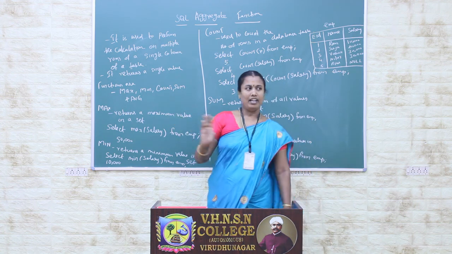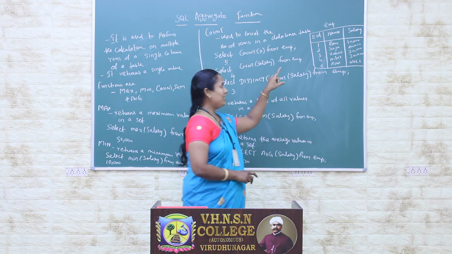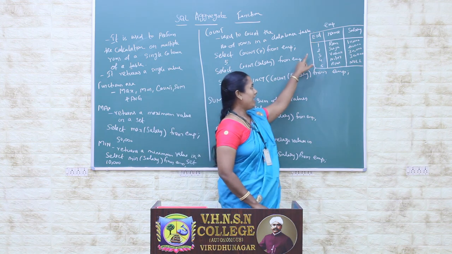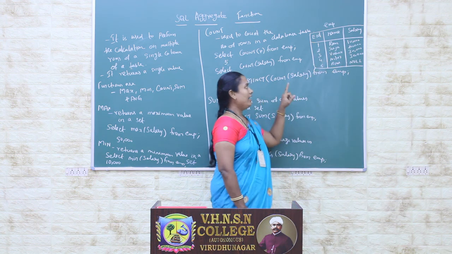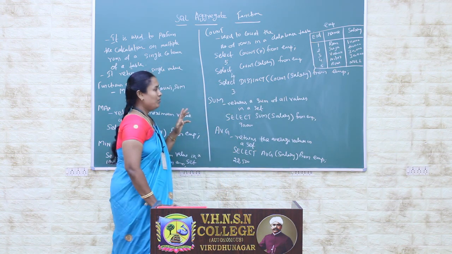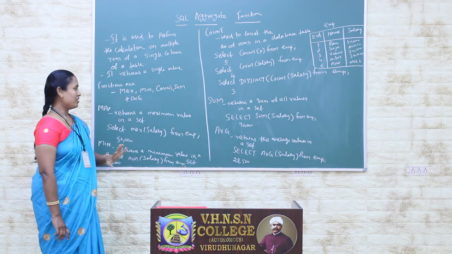For this example, I can use this EMP table, where we can apply the aggregate functions. In this EMP table, I have only 3 fields: employee ID, name and salary. I insert 5 values for this particular table. I am using this table as the example for applying all these aggregate function queries.